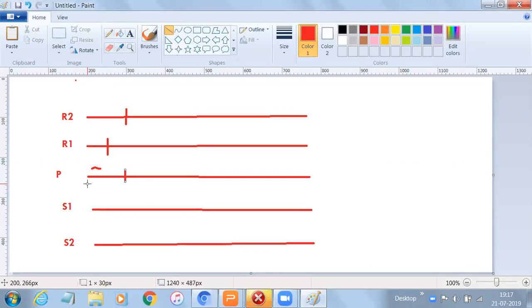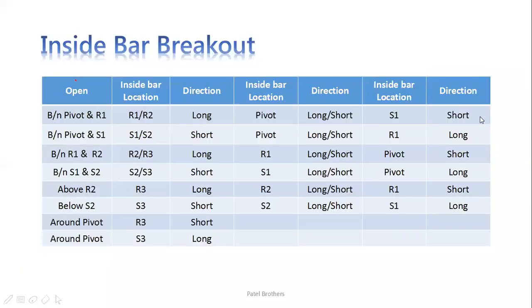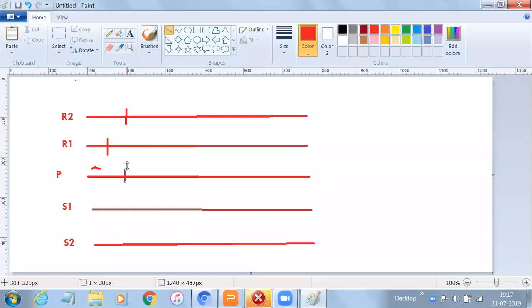If it is giving a sell signal, we will be selling it. We'll go with the direction, whichever side it is triggering. So we will be placing both the orders once the inside bar formation has happened.